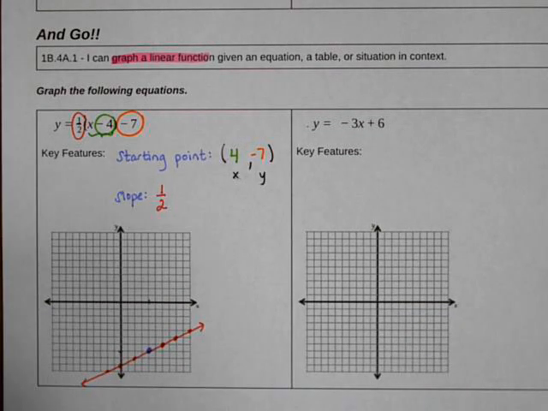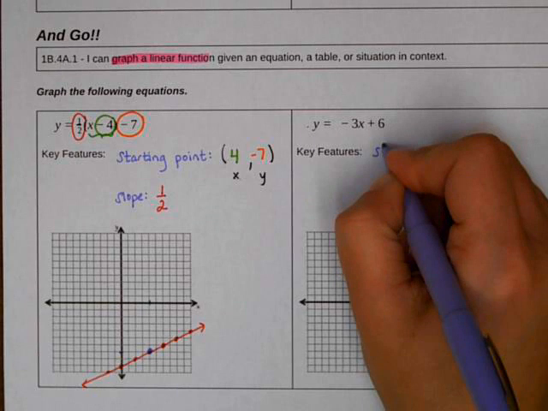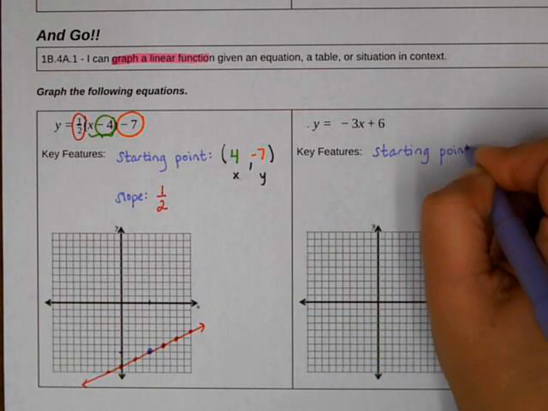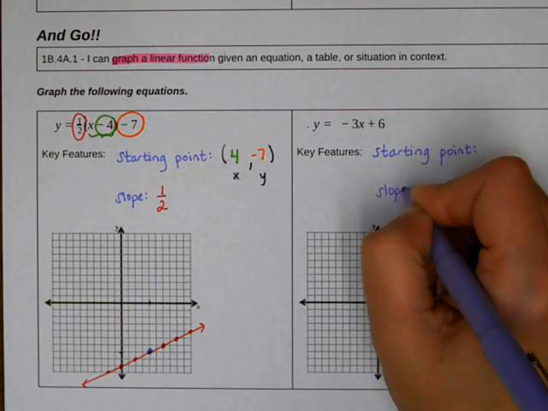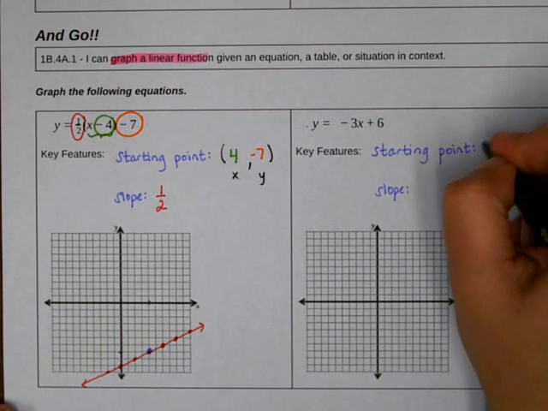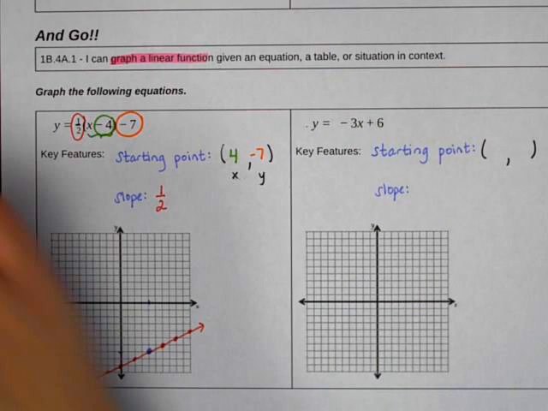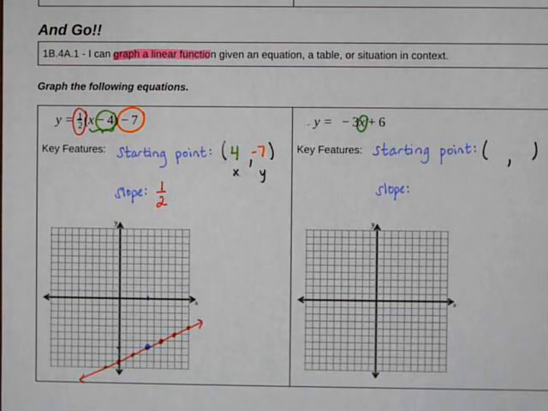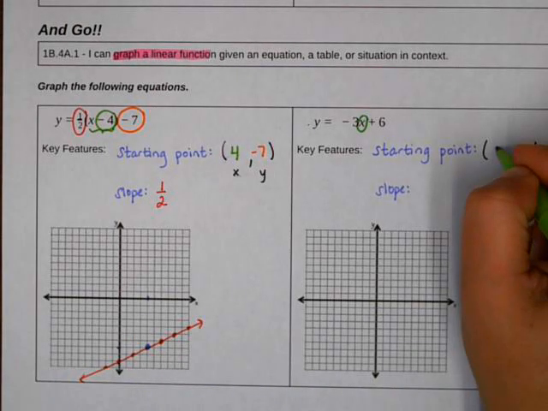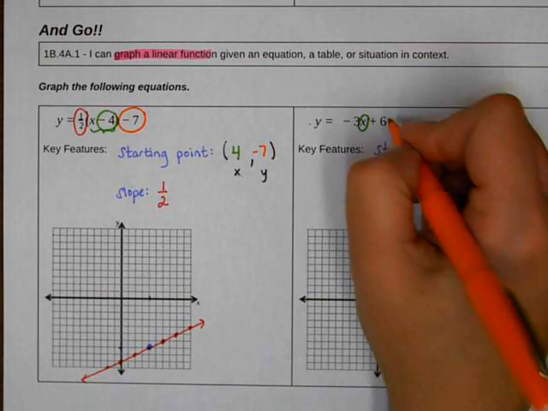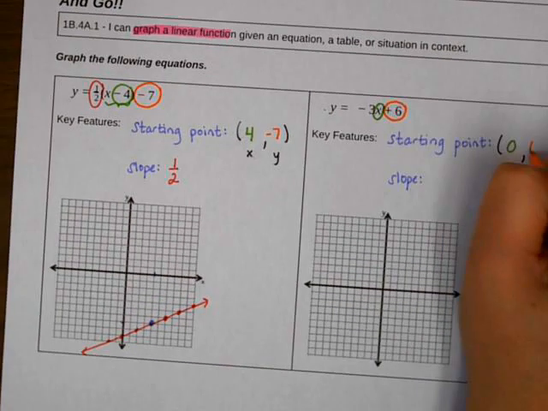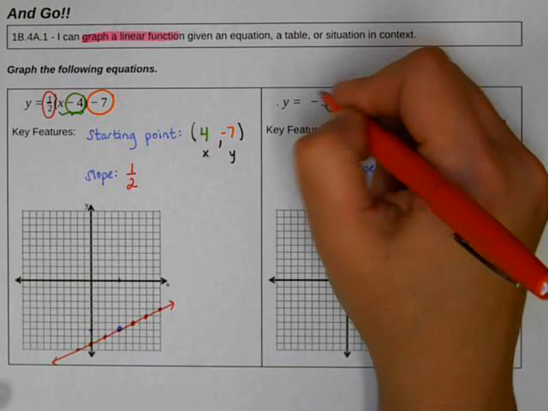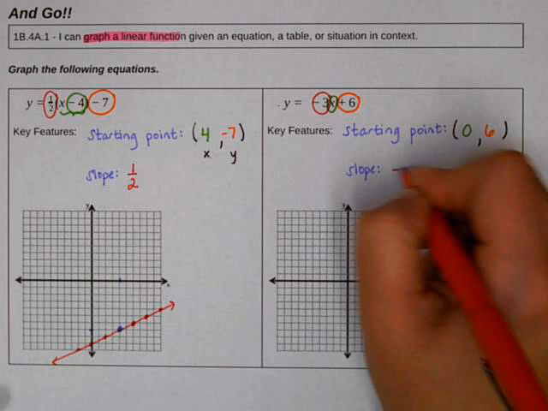Last but not least, in a very similar question, we are again going to need a starting point and a slope. Again, our starting point has two components. It has an x and it has a y. However, this time I'm noticing there is no number trapped inside of a parentheses by the x, so the starting x must have been 0. The y coordinate would be the number that's being added or subtracted to the x, which is 6, and the slope would be the number that's being multiplied by the x, which in this case is -3.